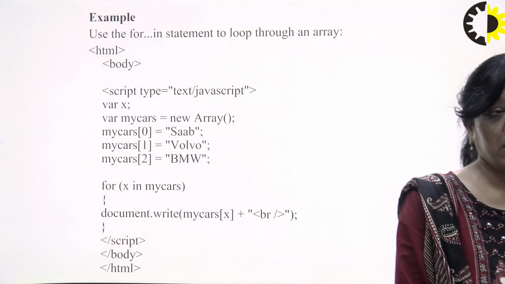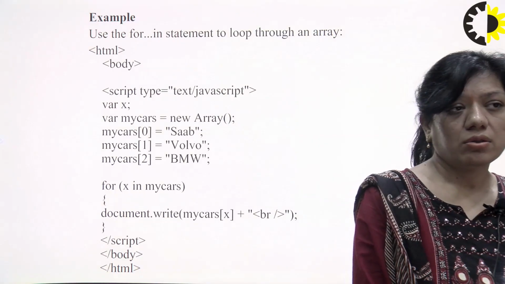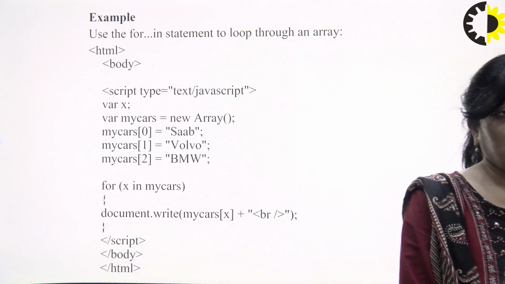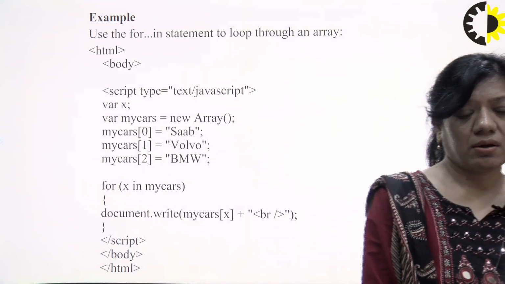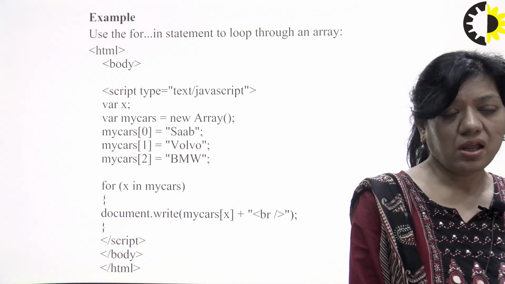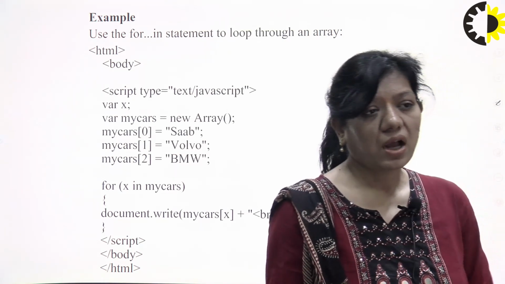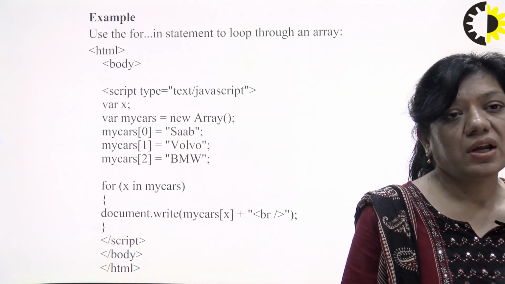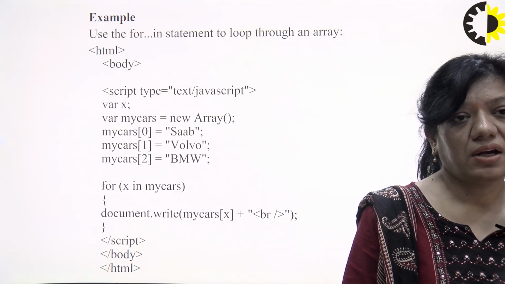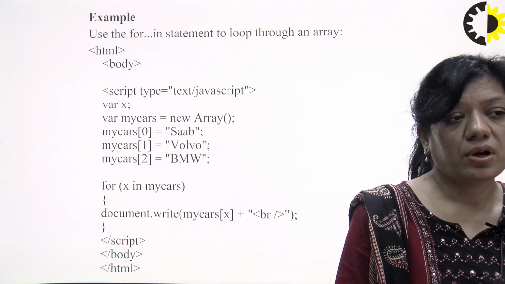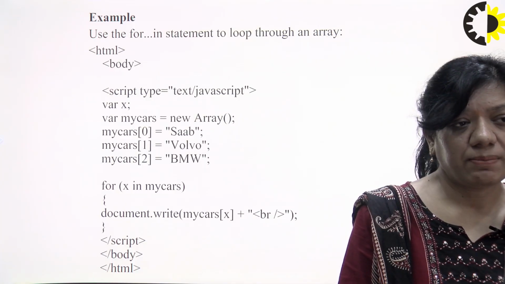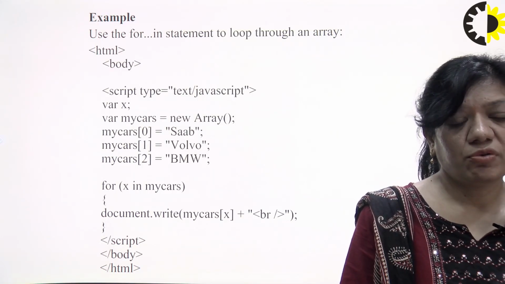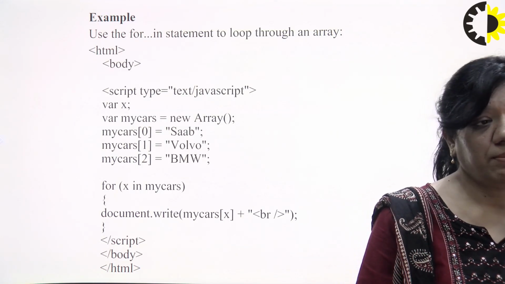Generally we use the for in loop statement with an array. So I have created an array named myCars. The size of the array is 3. The first car is Saab, the second is Volvo, and the third one is BMW. So the index of the first element is 0, then 1 and 2. So I have written for x in myCars. X is a variable I have taken. So every time we print this, the values printed will be Saab, Volvo and BMW.